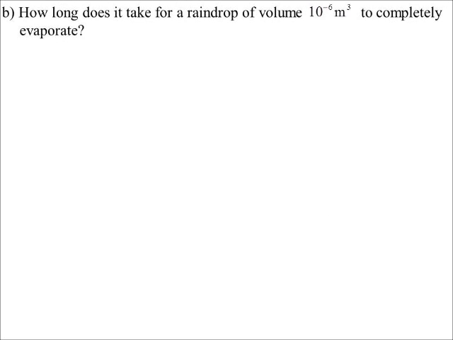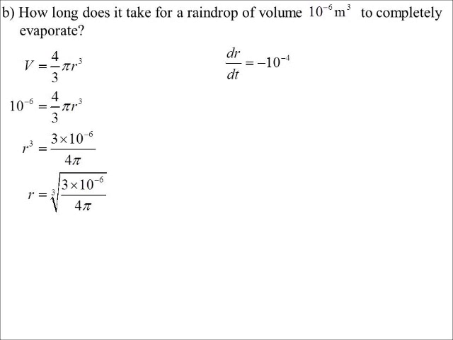How long does it take for a raindrop, volume 10 to the negative 6 metres cubed, to completely evaporate? Right, we know dr/dt is negative 10 to the negative 4. Now, I've got to find the radius. Not pretty, but there's the radius. So I'm going to have to play with the radius here. I need to know what the radius is.